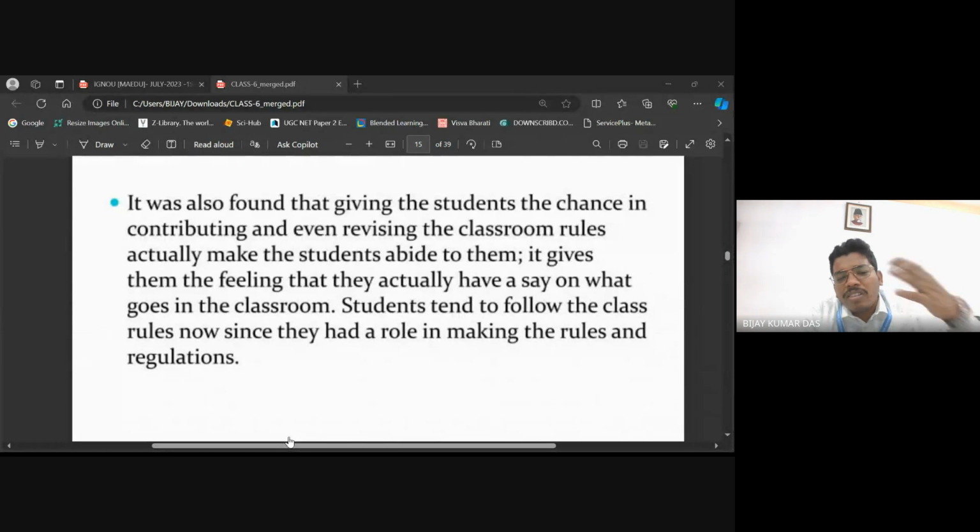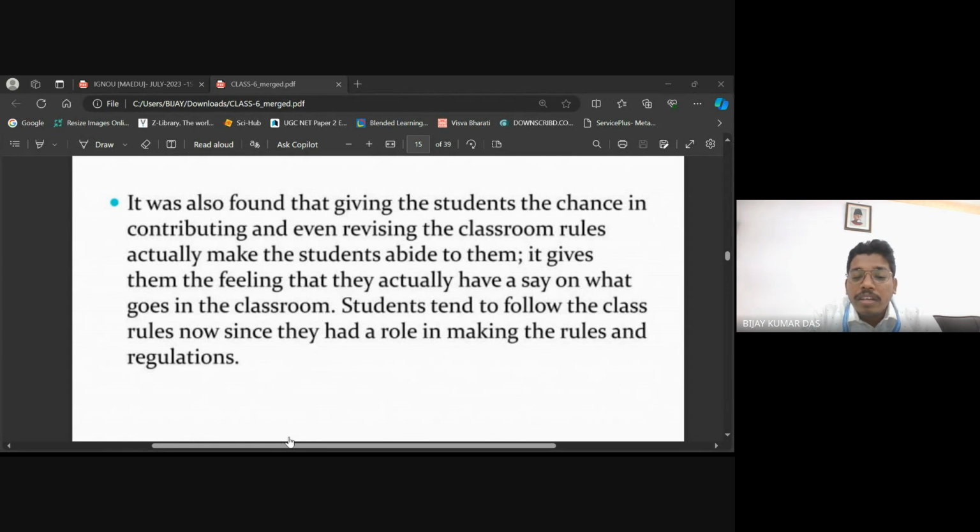So it was found that giving students the chance to contribute and even revise the classroom rules actually makes the students abide by them, isn't it? Once you employ this in your classroom as a teacher, you will see what kind of changes there are. Bringing certain new changes, you will see that students will be more interested and actively participate, and it gives them the feeling that they are actually part and parcel of that class. So they have a say in what goes on in the classroom.